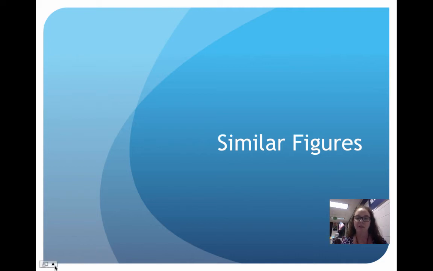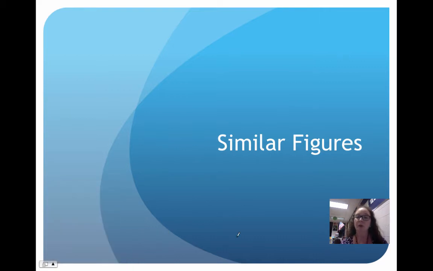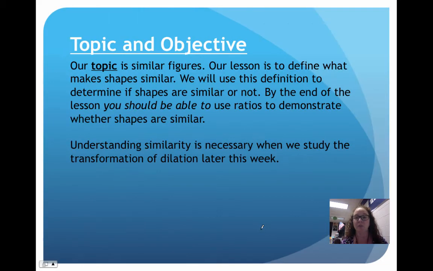Let's talk about similar figures. We're at the point in geometry where we need to move from congruent figures to similar figures to study our last transformation. Our topic is similar figures. Our lesson is to define what makes shapes similar. We will use this definition to determine if shapes are similar or not.